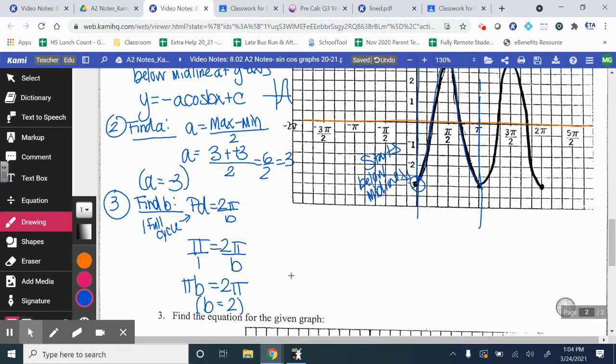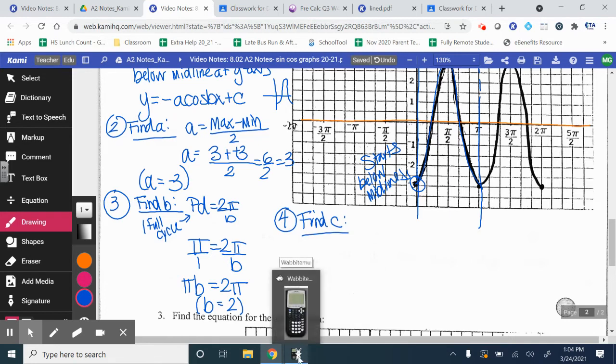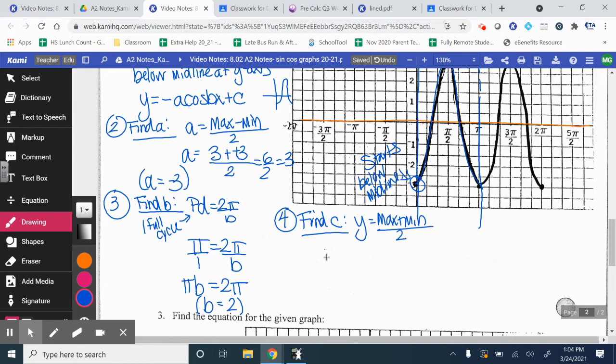So now I have A, I have B, and now I need to find C. Pause your video, write out your formula, substitute in, and then verify on the graph. So we've got y equals max plus min over 2, so the midline is the middle, which is the average of your max and min. So my max is 3, my min is negative 3, over 2. And again, 0 divided by 2 gives me 0. So my C is going to be 0.